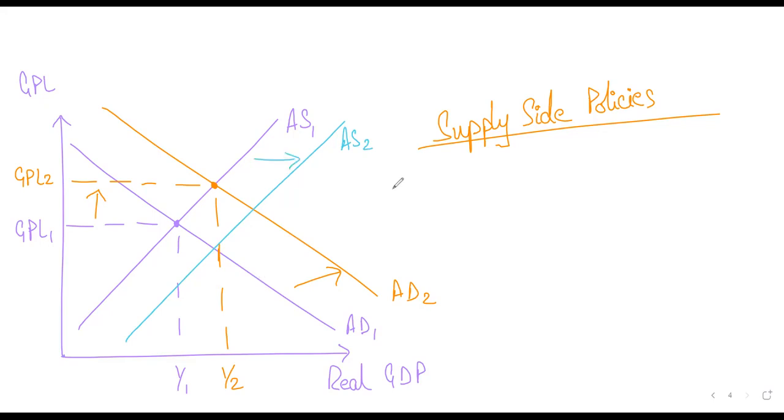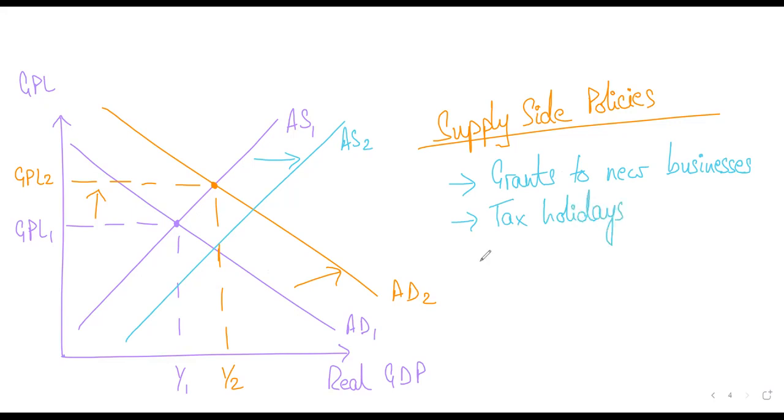And how do countries do that? By giving grants to new businesses, like new startups, to support them financially to set up, then giving tax holidays to encourage people to invest more. Tax holidays basically mean that for the first 4 to 5 years of operations, there will be no taxes imposed on the businesses, and after that, taxes are imposed and so on, right? So you'll have tax holidays.